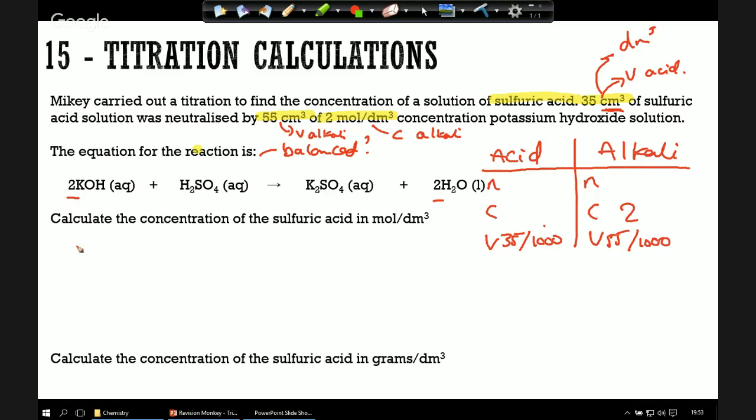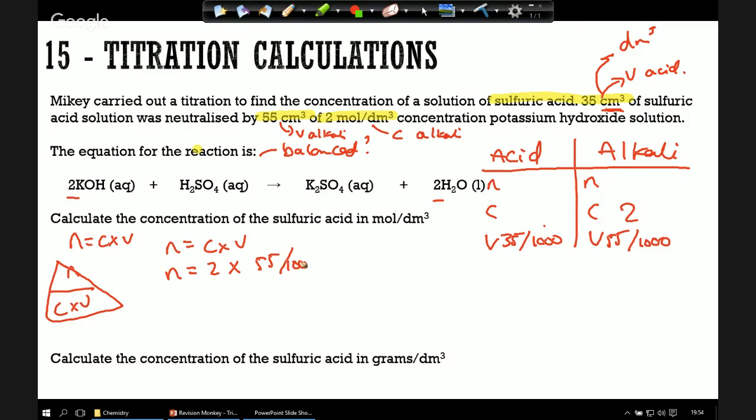So from there, we can remember to write down our equation, N equals C times V, or you can write it as the triangle if that helps you to remember it. And we have a look at our table and think, what bit of information can we work out? We can't work out anything for the acid yet because we've only got one number, but we can work out something for the alkali. So we can do, for the alkali, N equals C times V. So the number of moles equals 2 multiplied by 55 divided by 1000. And when we do that, we will get the number of moles as 0.11. And we can fill in our table over here, 0.11.